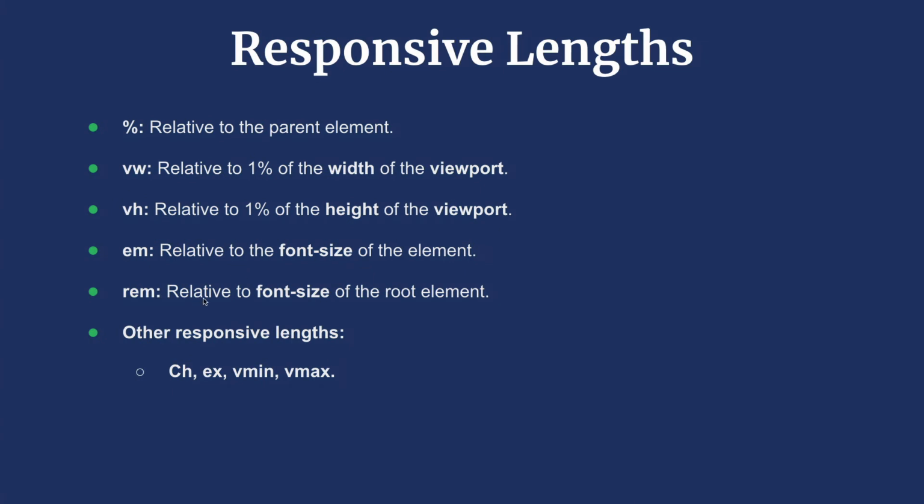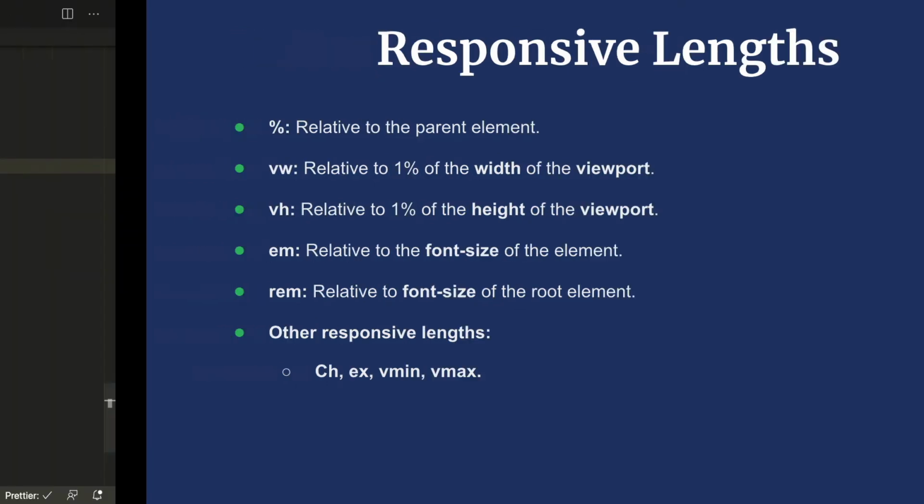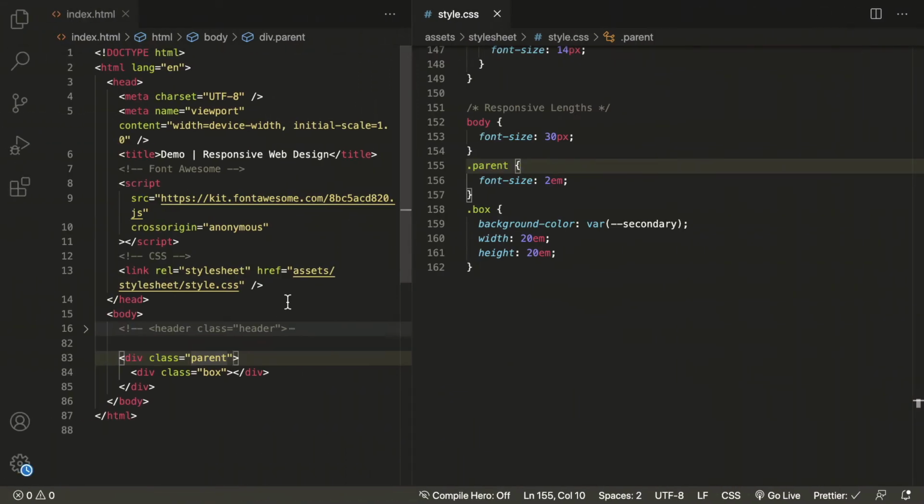Rem unit is relative to the font size of the root element. That means the em unit was looking for the font size of the element, but rem unit will look for the font size that has been applied to the root element. And what is the root element here? The root element is the HTML. As at the beginning of the introduction to HTML and CSS topic, we have discussed HTML is also known as root element. So the rem unit will look for the font size that has been applied to the HTML element.